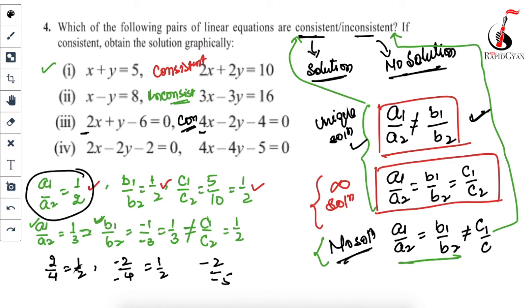So clearly I can see that a1 upon a2 is equal to b1 upon b2, but they are not equal to c1 upon c2. So if they are not equal to c1 upon c2, means this is the case of no solution. So this will be your inconsistent pair of linear equations. Hope it's clear, guys.